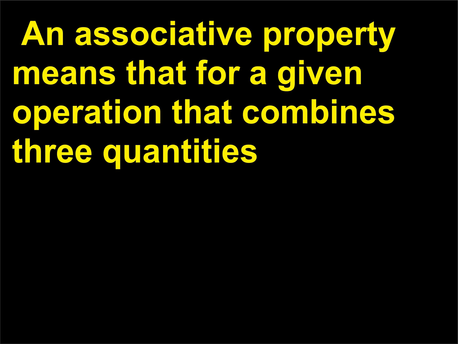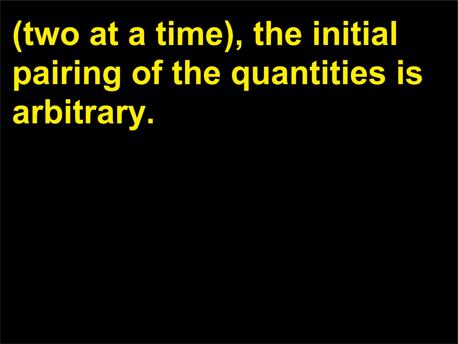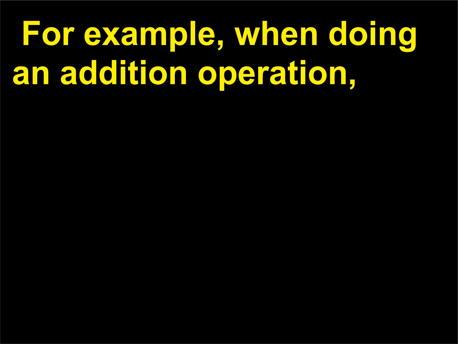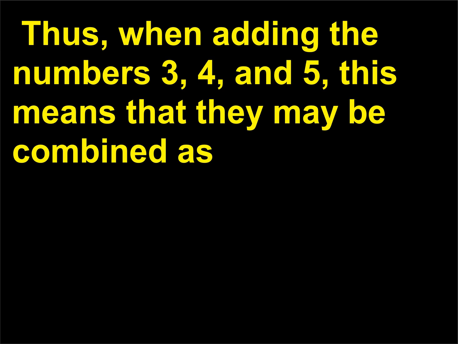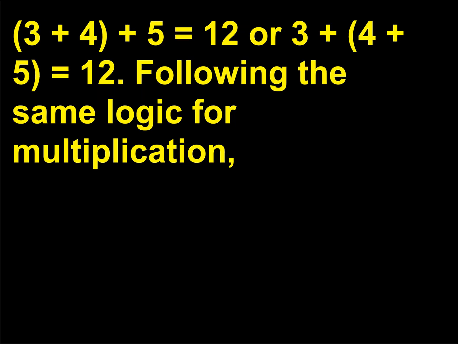An associative property means that for a given operation that combines three quantities, two at a time, the initial pairing of the quantities is arbitrary. For example, when doing an addition operation, the numbers can be combined in two ways: (a + b) + c equals a + (b + c). Thus, when adding the numbers 3, 4, and 5, this means that they may be combined as (3 + 4) + 5 equals 12, or 3 + (4 + 5) equals 12.